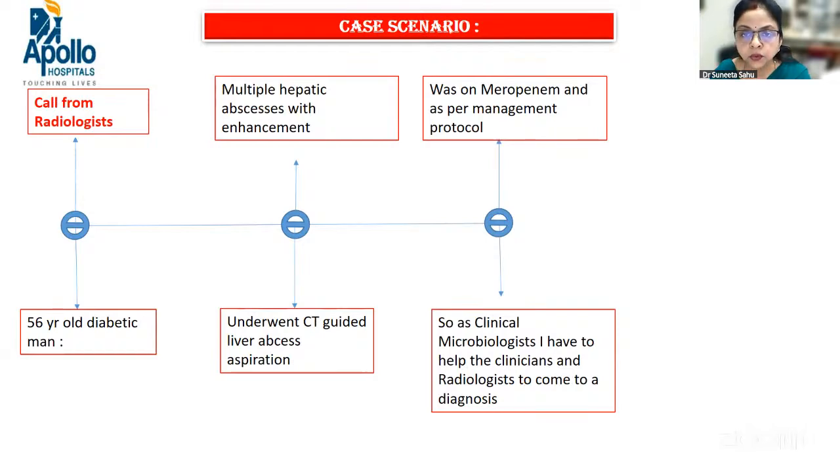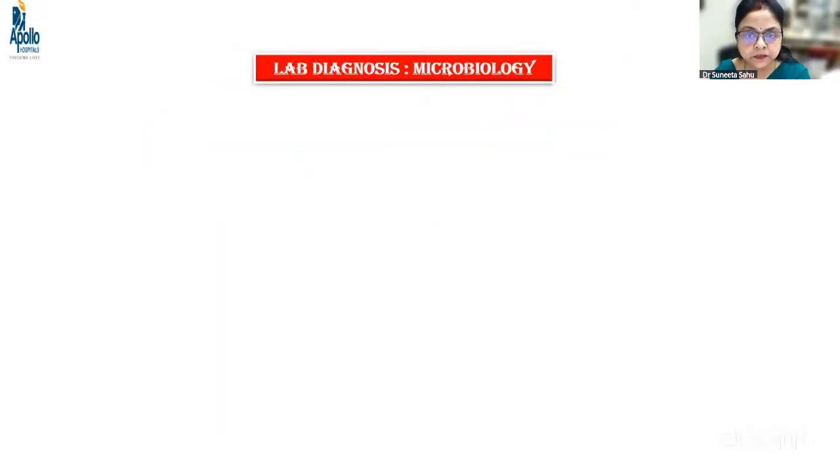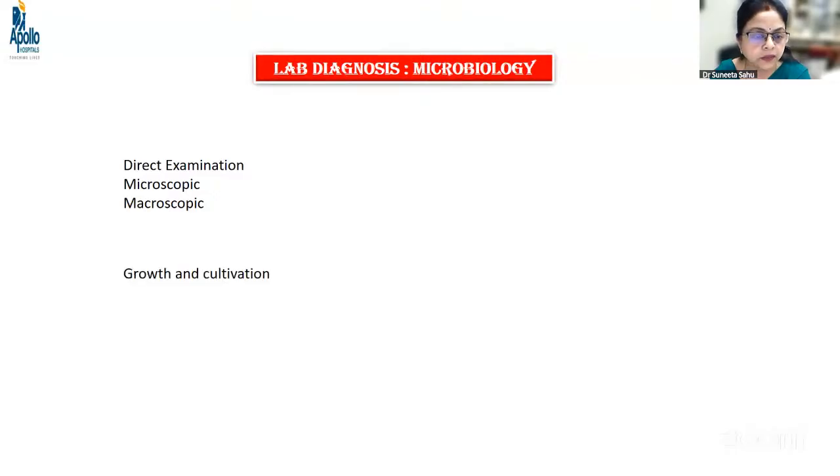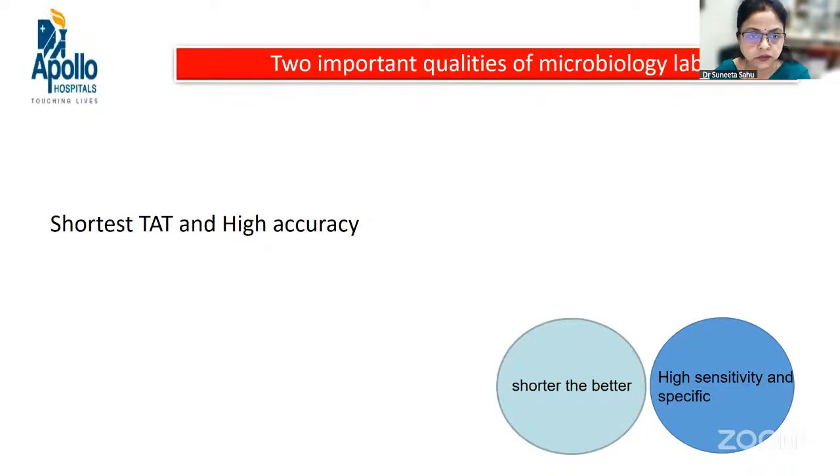So here the role of a clinical microbiologist starts. When the sample comes to the microbiology laboratory, we do a direct examination microscopically and also macroscopically, and we grow and cultivate it. And if required, we do nucleic acid detection. Nowadays, we do quite a lot of nucleic acid detection also.